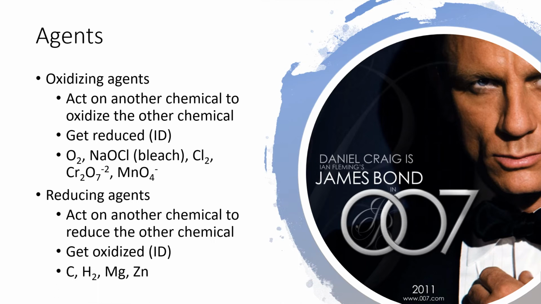Some examples of commonly used reducing agents include carbon. That's used on an industrial scale, like for smelting iron ores and reducing that to just the iron metal. Hydrogen gas is used for expensive metals where you don't want to contaminate it with the possible side reaction forming a metal carbide. Magnesium and zinc are commonly used on a lab scale as reducing agents.